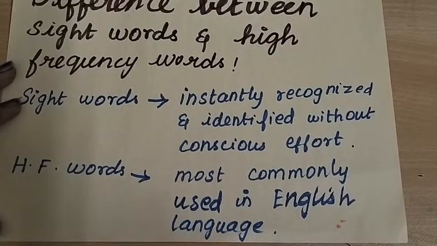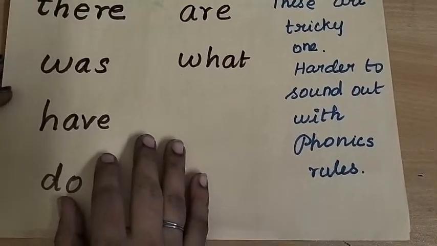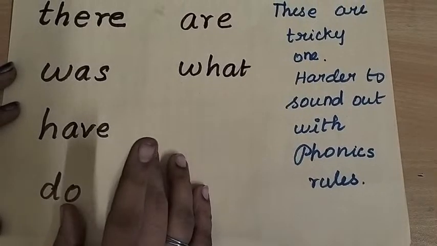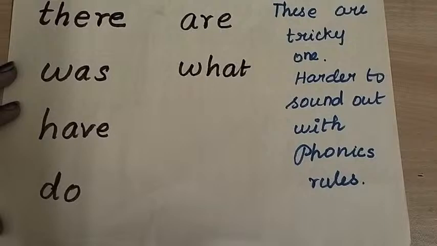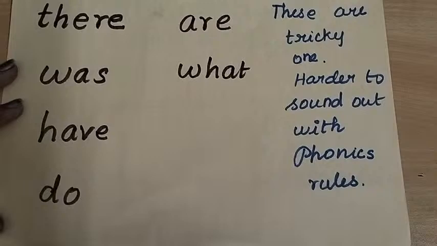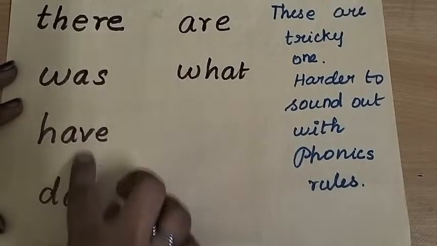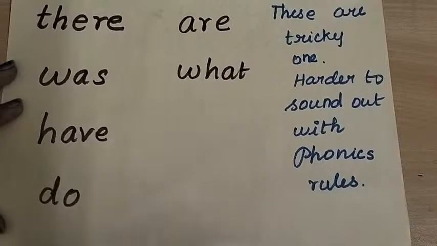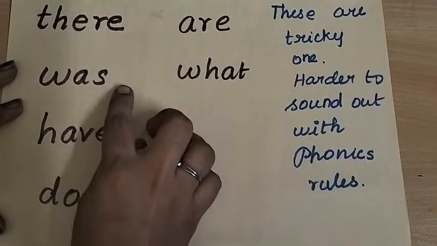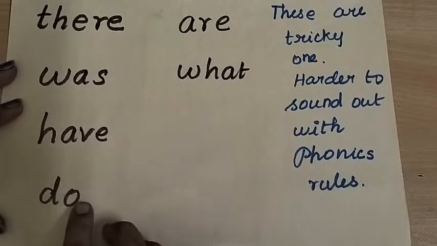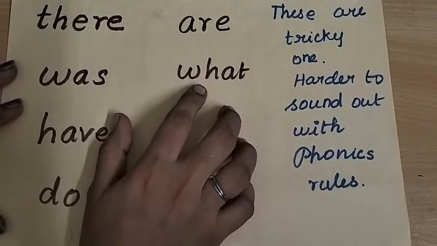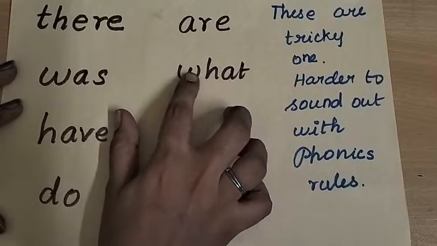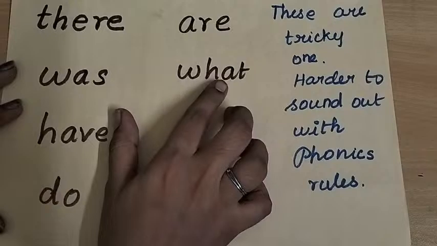That is the tricky words, in which the sight words we have seen. In those sight words there are several words which are very tricky, that is, they are harder to sound out with phonic rules. The simple difference between sight words and tricky words is that tricky words are harder to sound out with phonic rules. Okay, for examples, I have listed four to five tricky words: there, was, have, do, and what. So in the case of what, we have to pronounce it as what.